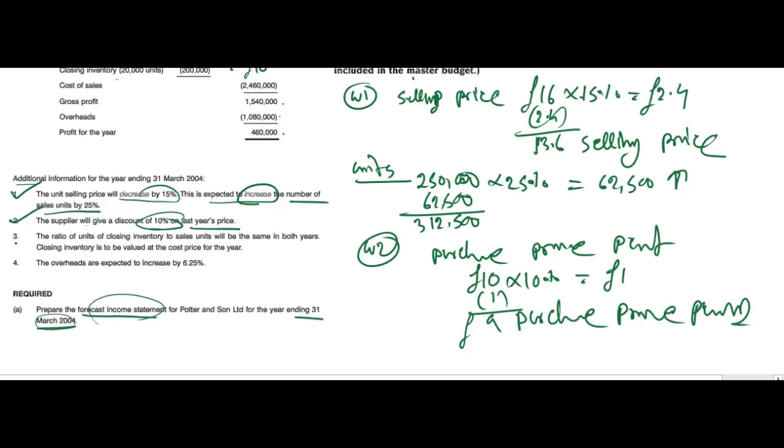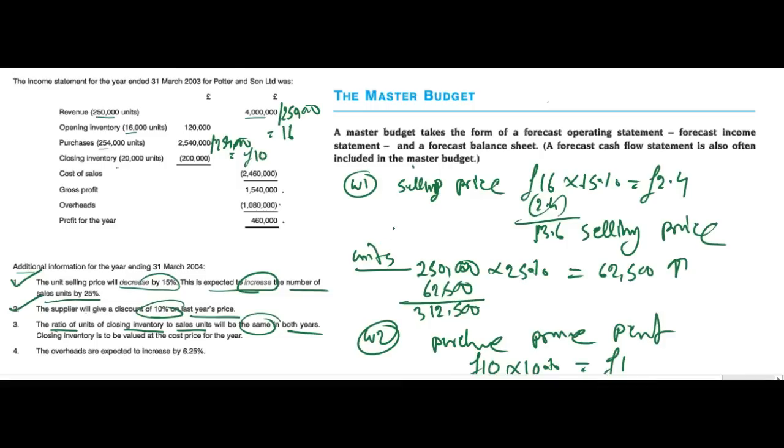The third one, very interesting one, says the ratio. Look at this. It's this ratio, the units of closing inventory to sales. Closing inventory to sales units will be the same in both years. Closing inventory valued at cost. We know it is cost. So what do you mean by that? They're talking about this closing inventory 20,000 and the sales is 250,000. Whatever the ratio is, we will maintain the same ratio next year. Look at the ratio first.